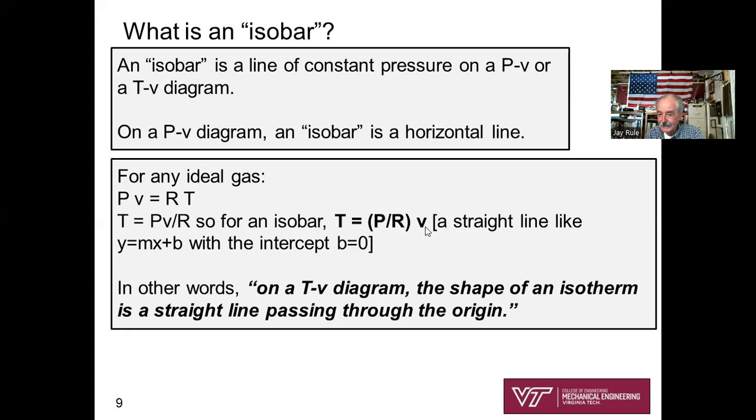That's like the X. Boy, from the 5th grade, Y equals mx plus b. You got that nailed. Slope, m, is P over R. b, the intercept, is 0. Okay. So T is equal to some slope, P over R, times V. So that's like Y. So in other words, on a TV diagram, the shape of an isobar is a straight line passing through the origin, b equals 0. Let's see what that looks like.